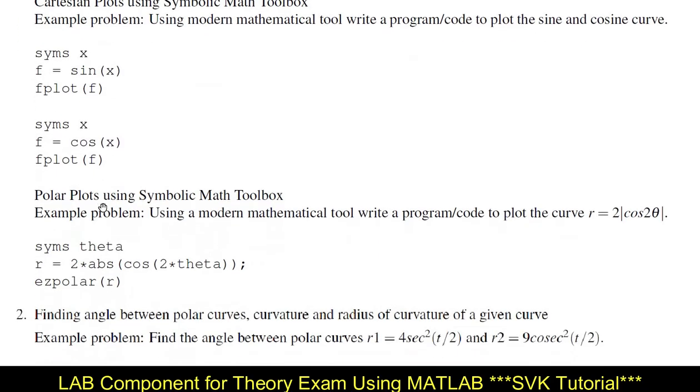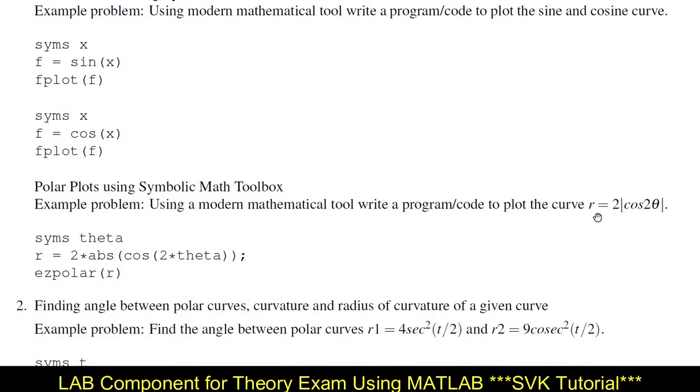Similarly, if we move on to the polar curve, here they have provided the polar curve as r equal to 2 modulus of cos 2 theta. Therefore, the code is given as follows: syms theta, r equal to 2. When we have a product, we can use the star symbol. 2 star modulus is given by the code abs of cos of 2 star theta. Then for the polar curve, we have a code for plotting that curve as ezpolar of r. So this is the way to plot the graph.